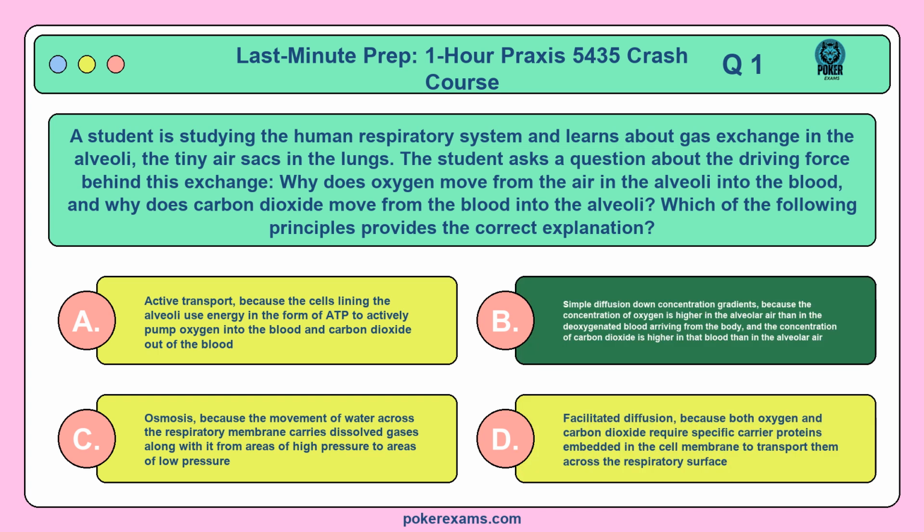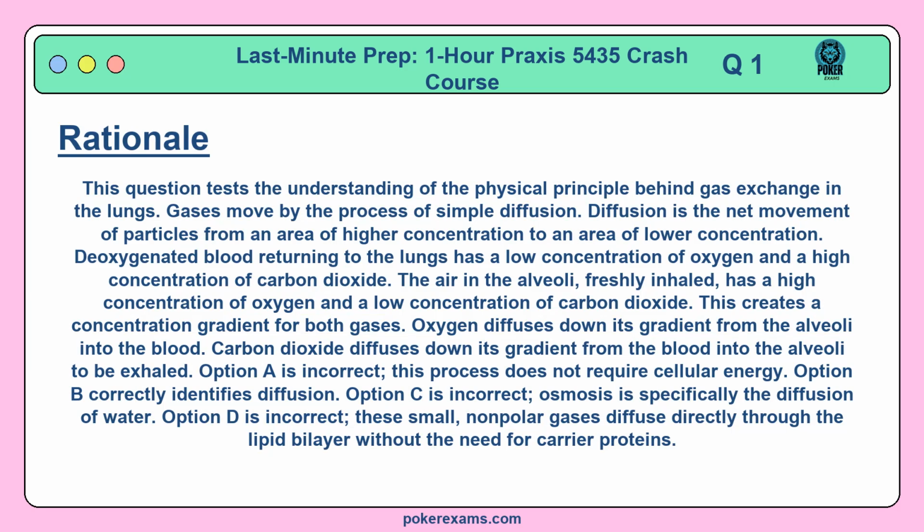The correct answer is B. This question tests the understanding of the physical principle behind gas exchange in the lungs. Gas is moved by the process of simple diffusion. Diffusion is the net movement of particles from an area of higher concentration to an area of lower concentration. Deoxygenated blood returning to the lungs has a low concentration of oxygen and a high concentration of carbon dioxide. The air in the alveoli, freshly inhaled, has a high concentration of oxygen and a low concentration of carbon dioxide. This creates a concentration gradient for both gases.